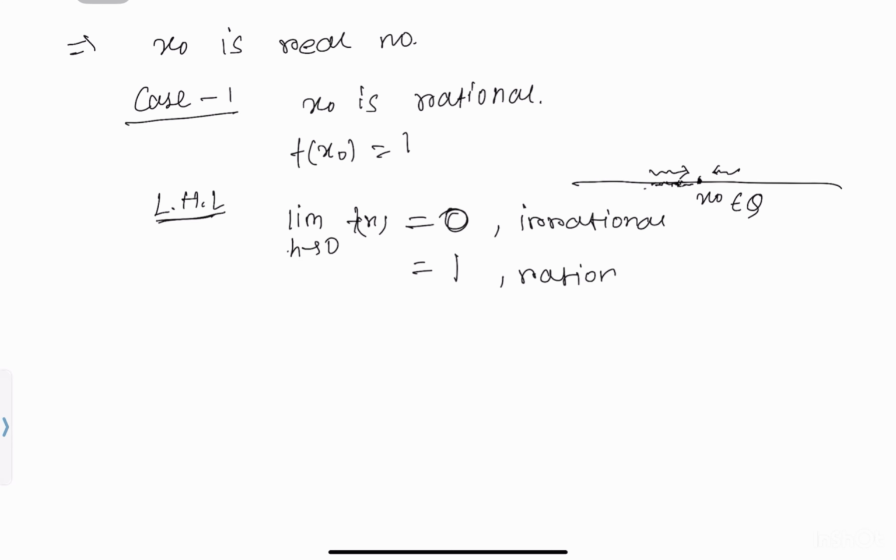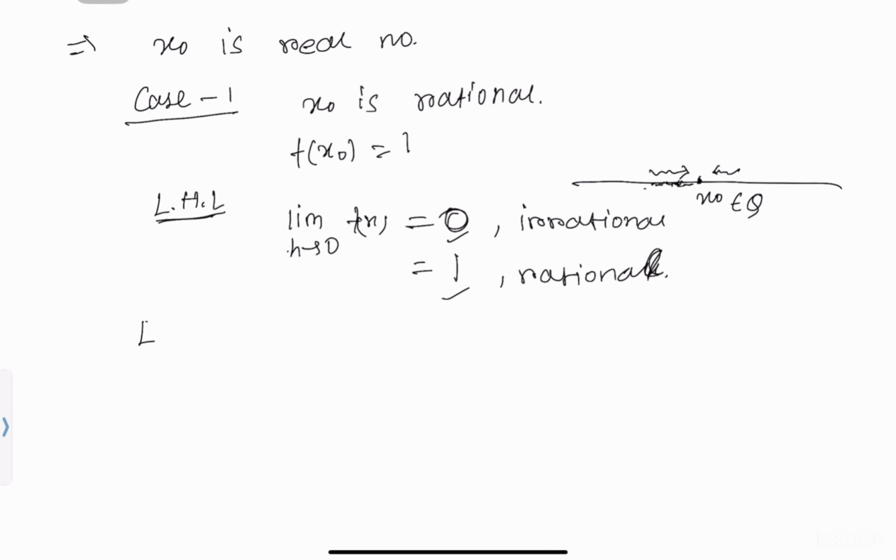Okay, so from the left side, whenever you are going, you pass through every rational and irrational point. Yes or no? Yes. So whenever you take rational points, they give you 1. Whenever you take irrational points, they give you 0. That means the left hand limit also does not approach some fixed point. They are oscillating between 0 and 1.